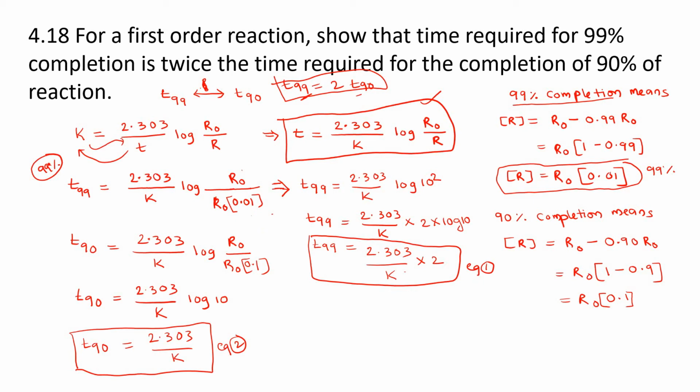T99 is equal to 2.303 by K into log of R naught by, this R naught gets cancelled, and 0.01 you write as 10 to the power of minus 2 here. Now if it comes to the numerator, it becomes 10 square. Now log 10 square is equal to 2 into log 10. Now log 10 is equal to how much value? It will be 1. Now 2 into 1 is equal to 2. So we got an equation: T99 is equal to 2.303 by K into 2.